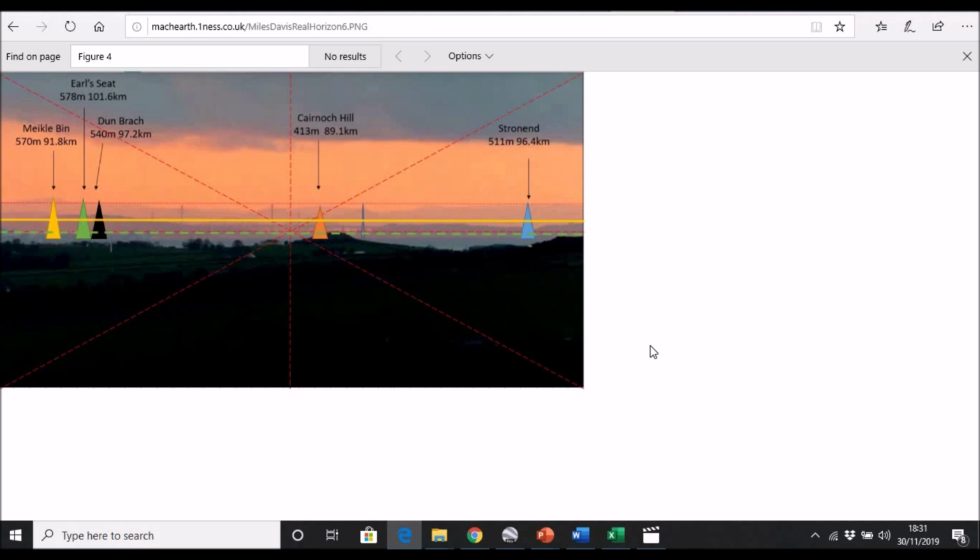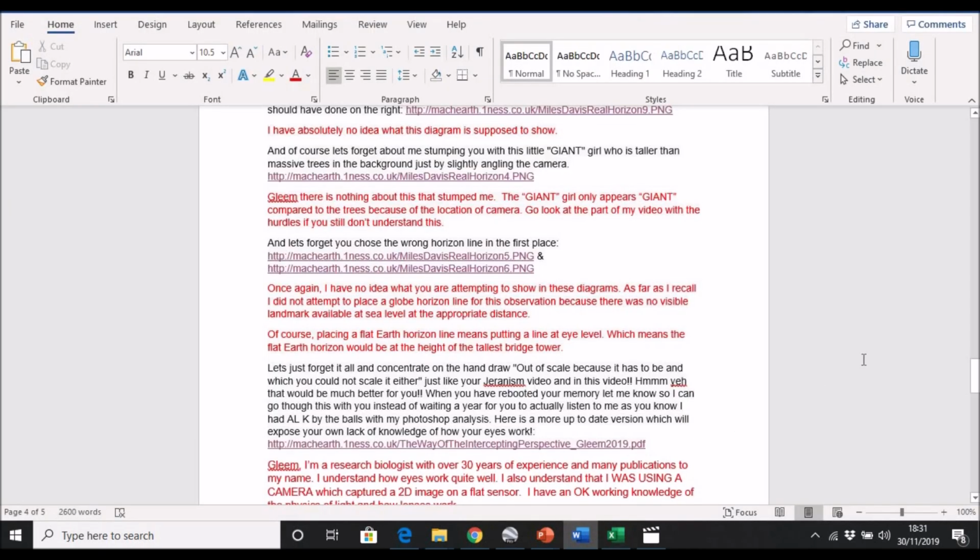I used the one from the Hopetoun Monument, where I can see the base of this tower, and I can also see a reference point in the distance that tells me where a spherical Earth horizon should actually be, if there was no land in the way here, if it was all water in the background. So Gleem's got that wrong as well.